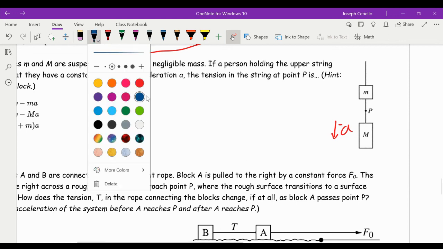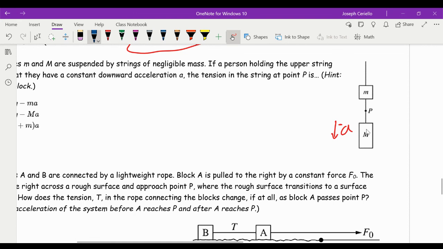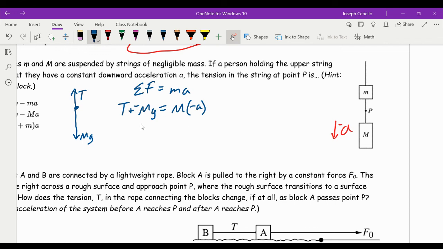Should probably do this in blue. Okay, so think about the forces acting on M there. If we were to draw a free body diagram, we would have mg going down and a slightly smaller tension pointing up. Tension smaller because it's accelerating downward, so mg has to be bigger. So the sum of the forces equals the mass times the acceleration: T plus negative mg. Sometimes I just write minus mg, but it is a good habit to say you're adding negative mg, is equal to the mass times the negative acceleration because it's accelerating downward.